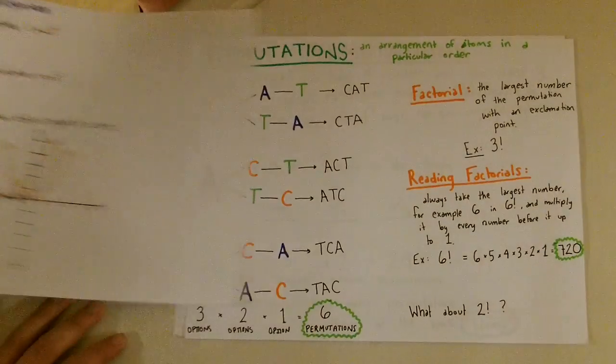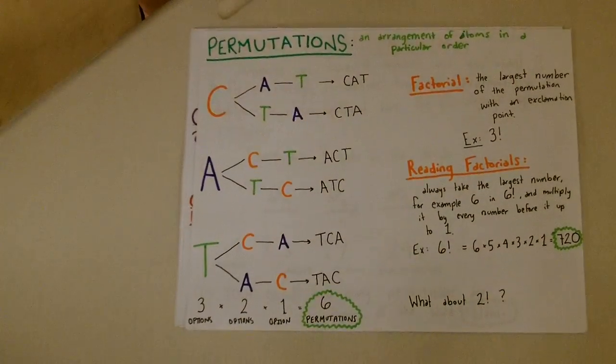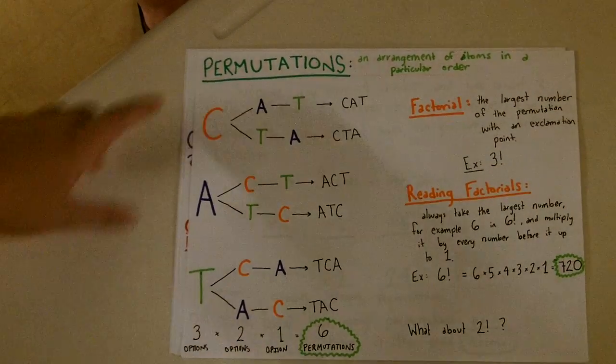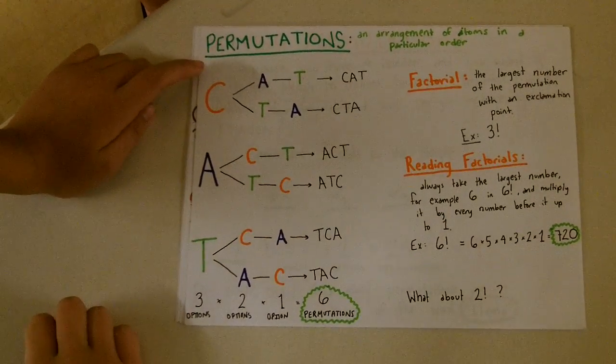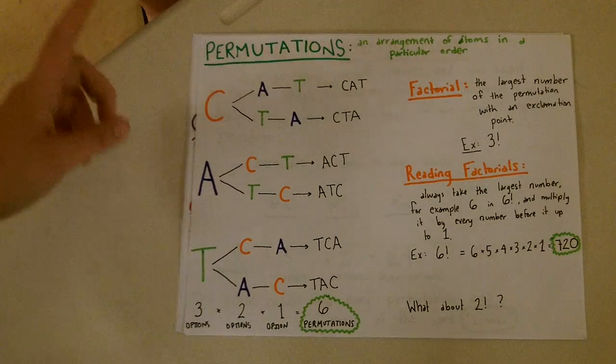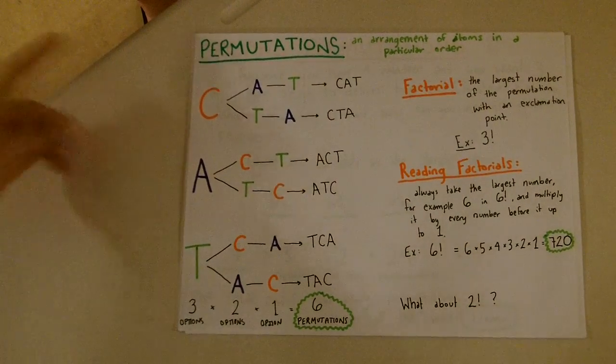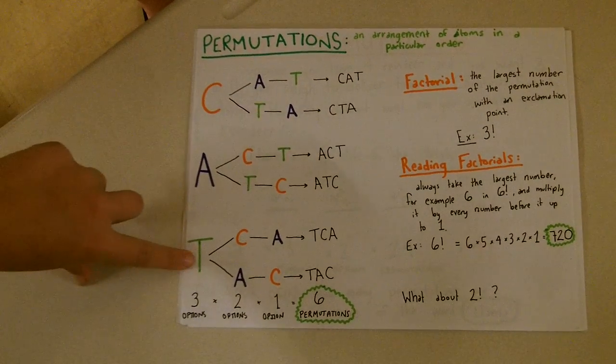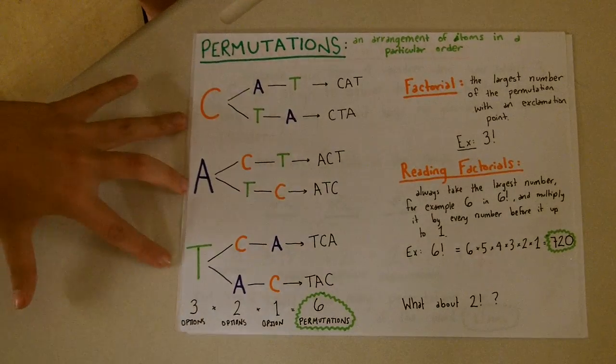Okay, so now we're going to talk about permutations. So the definition of a permutation is just an arrangement of items in a particular order. So a lot of times you'll see problems with this done with words. So we're going to do an example here with cat. So obviously cat has 3 letters, right?